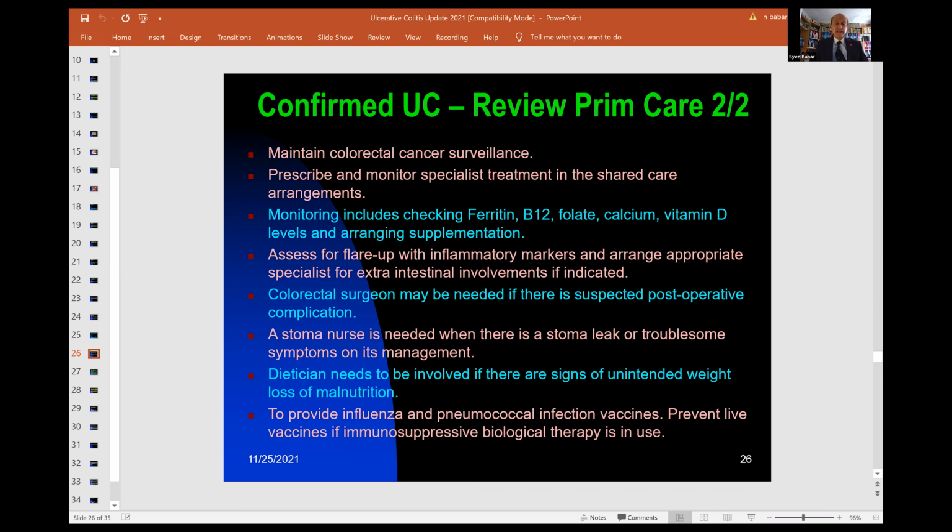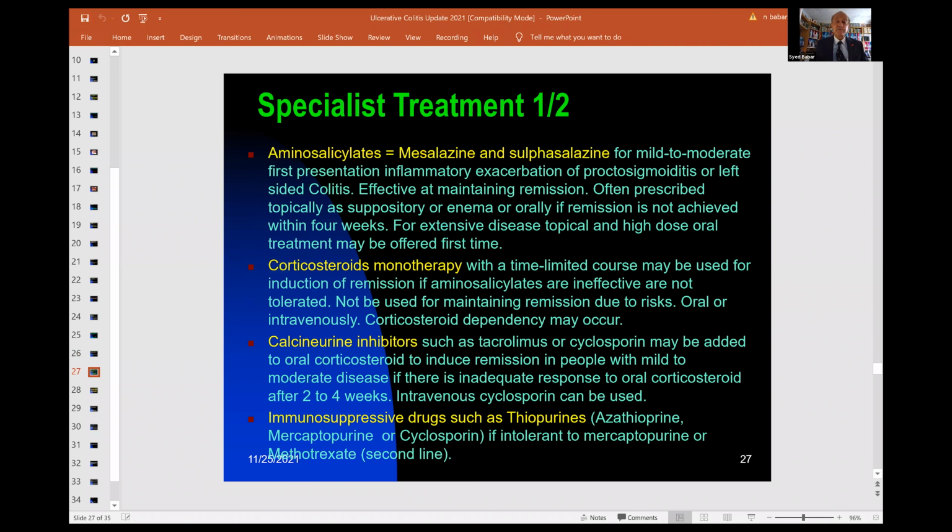One would need to monitor declining ferritin or blood parameters. It's possible that a colorectal surgeon may be necessary for advice. When ileostomy is envisaged, a stoma nurse would advise, and so would a dietitian. Patients should be protected against seasonal infections of a viral nature by being given non-live flu vaccine and pneumococcal vaccine.